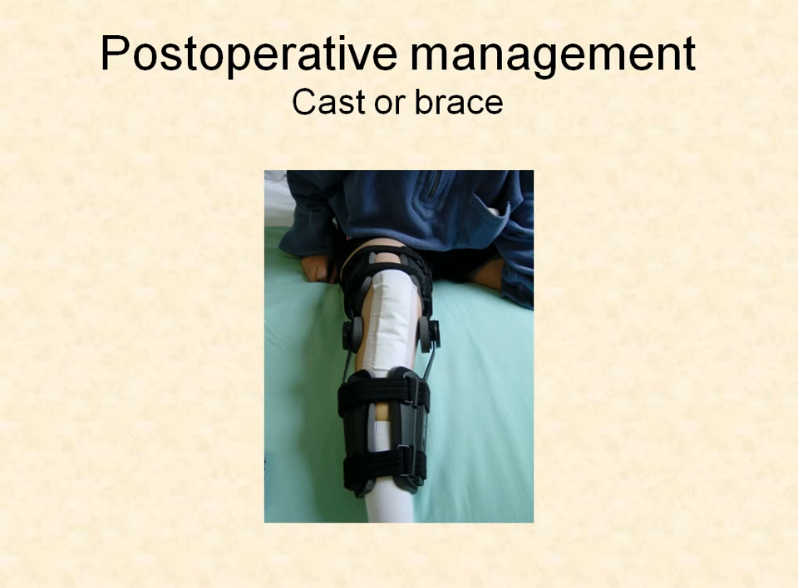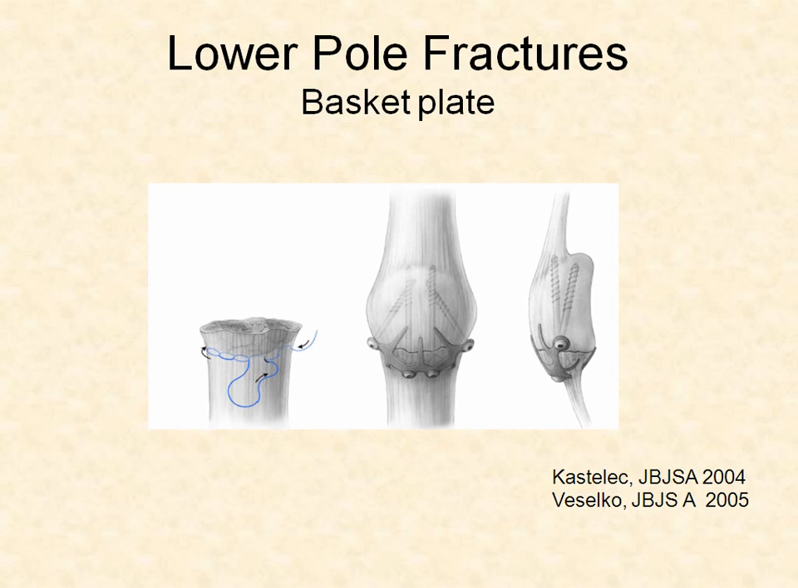Now, post-operatively, most of these patients can be managed with a cast or brace. I will usually opt for some kind of functional bracing system if I'm happy with the fixation, but a plaster cast in the first 4 to 6 weeks may be preferable if the bone is osteoporotic or you're not entirely satisfied with the integrity of the fixation.